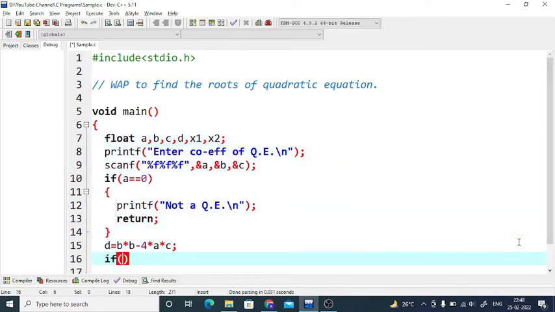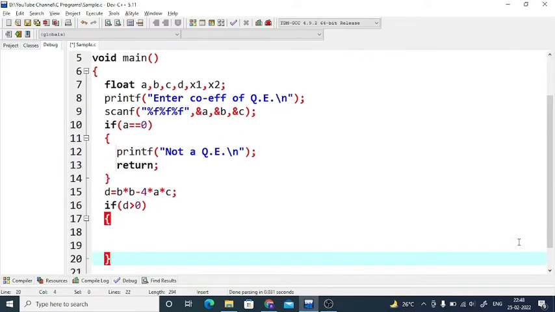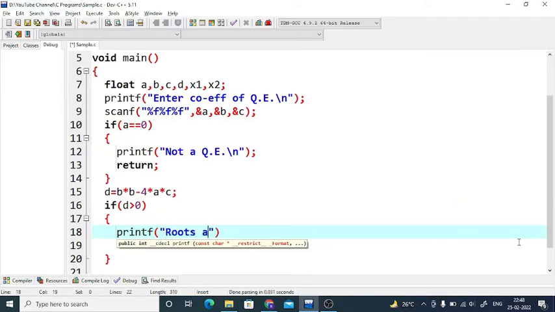So we start with if d is greater than 0. Let me have the complete skeleton ready so you'll get it properly. If d is greater than 0, that means d is positive, and my roots are real and distinct. That means I'll have two different roots, root 1 and root 2.